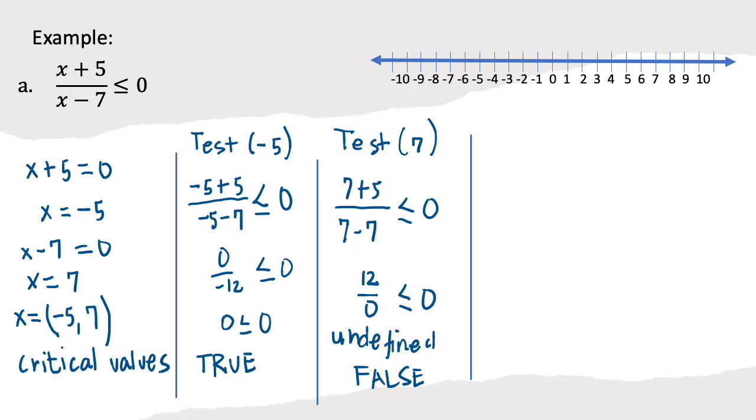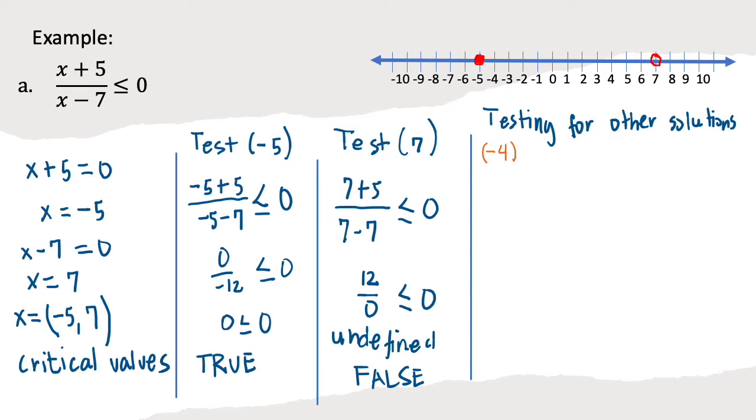So from here, we will mark negative 5 since this is a true answer. Therefore, for negative 5, let's use a solid point since this is part of the solution. And then for positive 7, let's simply use a hollow point because 7 is not part of the solution. And then let's test other values. Let's see if we can find another solution.